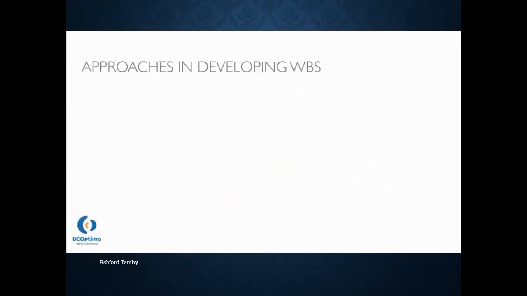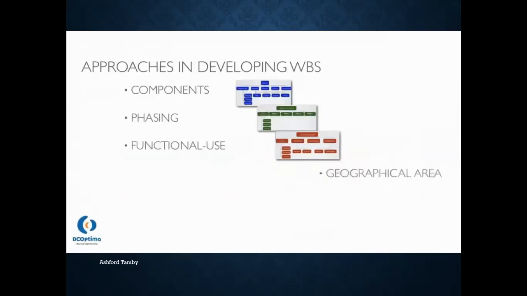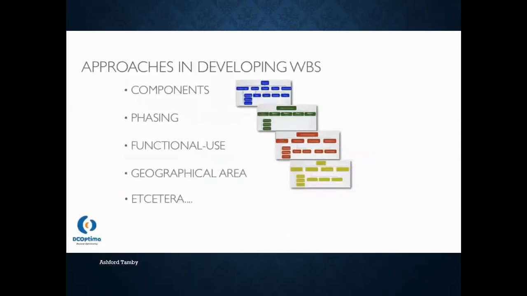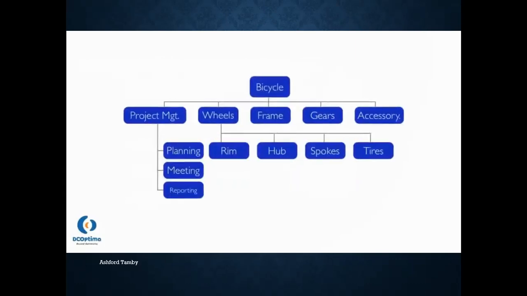There are many approaches in developing a WBS: component, phasing, functional use, geographical area, and many others. The component approach is considered the best approach for physical output projects, such as airplane, construction, and others. Basically, this approach is based on the product breakdown structure. We see here a WBS for building a bicycle. A bicycle consists of several major parts: wheels, frame, gears, and accessories. We focus on one major part: wheels. Wheels consist of several subparts: rim, hub, spokes, and tires.